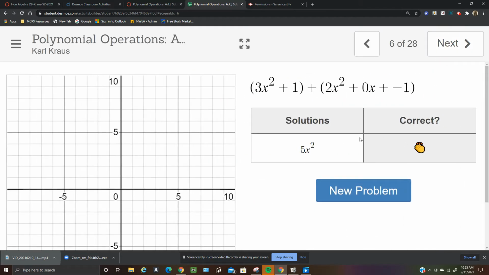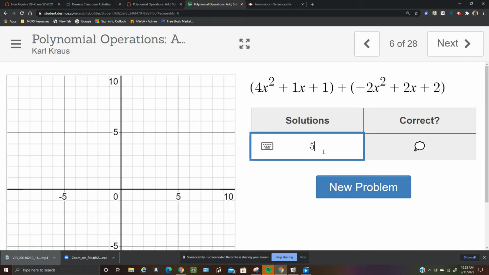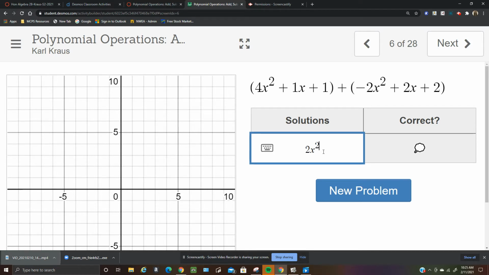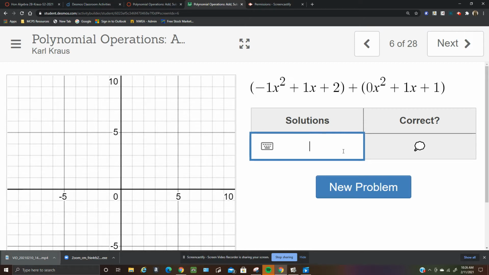So slide 6, this generates different problems, and if this is working correctly, then if you type in the correct answer, well, this is 2x squared plus 3x plus 3. It gives you the clapping symbol. So you get a new problem, and we'll check to see if you have the right answer.